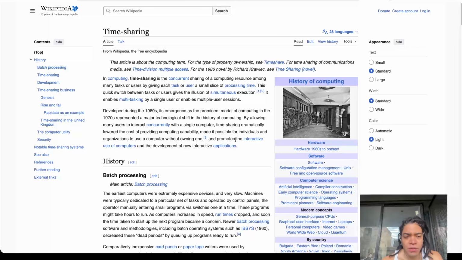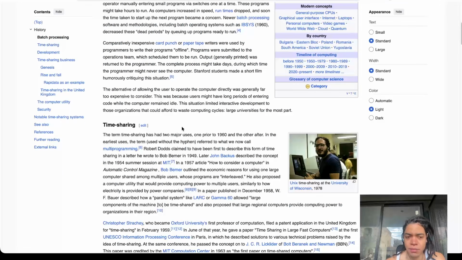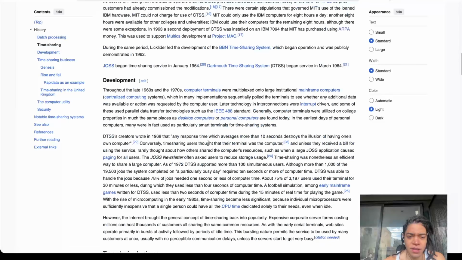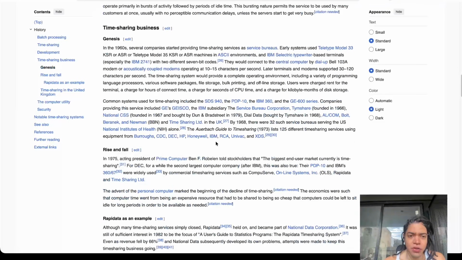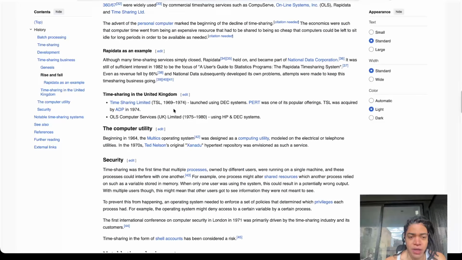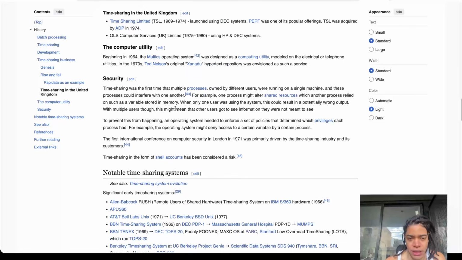And it promoted interactivity, use of computers, and the development of new applications. So you get this, right? Time sharing, and by 1978, the development of the time sharing business, right? Rapid growth, as an example, time sharing in the United States. But this is the whole point.